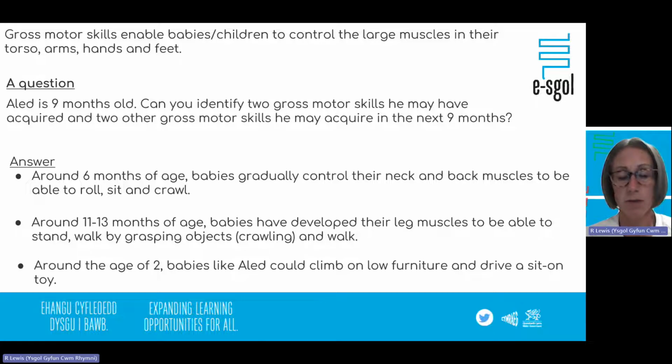and ride around. Again, this is down to you now to have a bank of examples for gross motor skills that are appropriate to babies, infants, and then childhood.